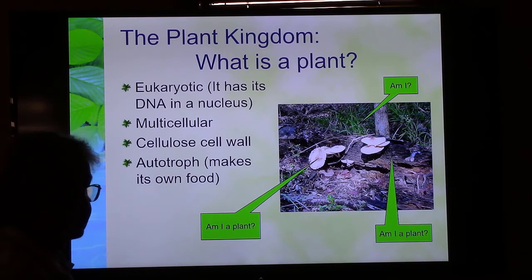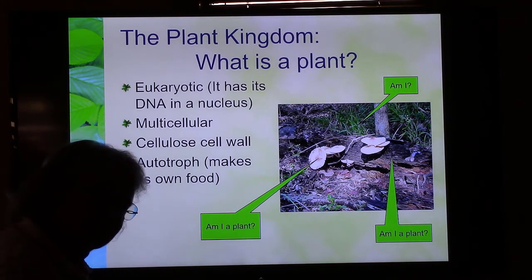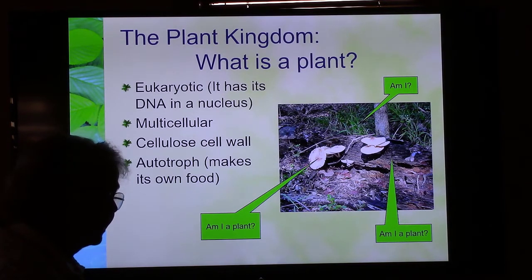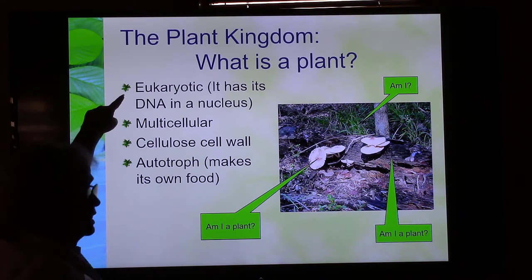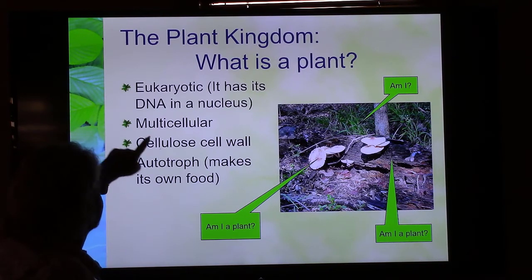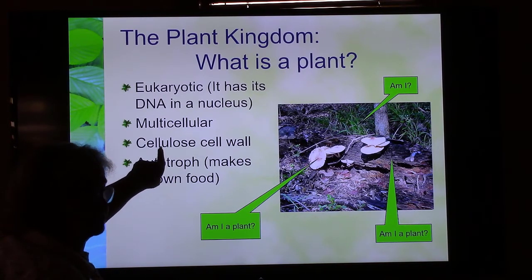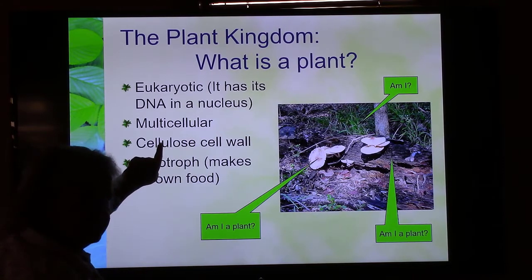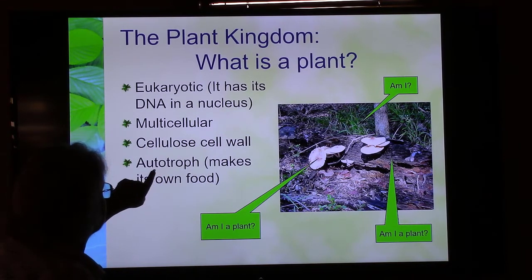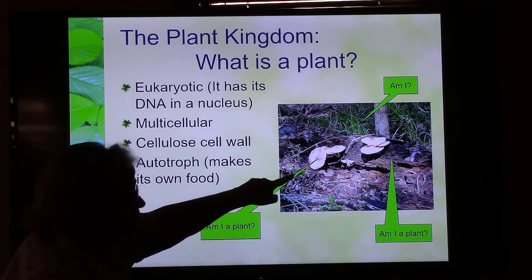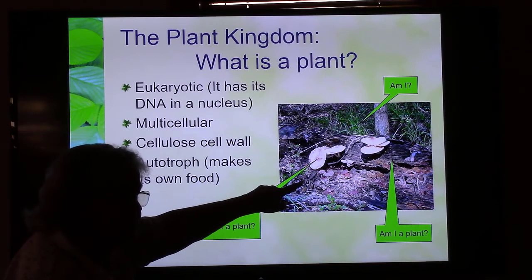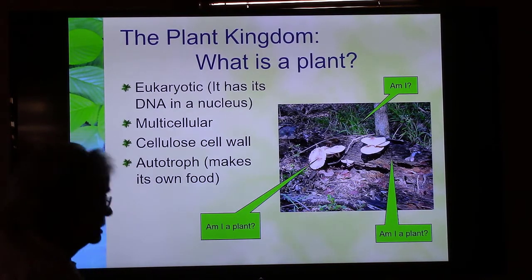Well, it used to be a plant, right? It's decaying now. But what about those mushrooms? No, they're not. See, they have their own kingdom. They're not plants. They have a cell wall, but it's made out of a different chemical, and they're not making their own food. This mushroom is getting its nutrition out of that old log. So they don't get to be plants. Not anymore.